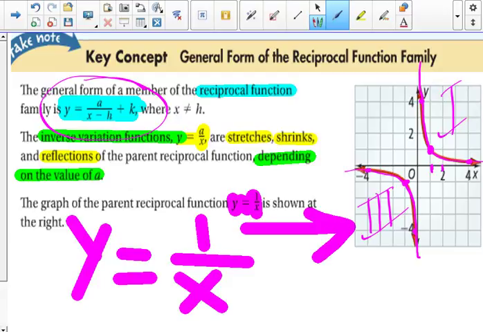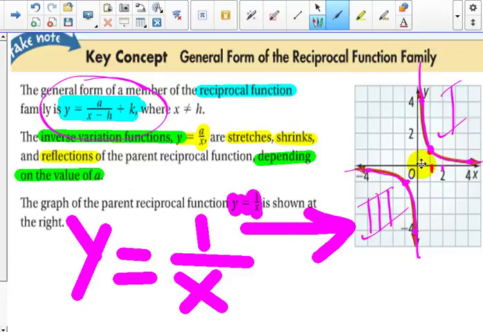So 1, 1, negative 1, negative 1, around 4s and negative 4s. It gets really close to the axes. It's never going to touch the x-axis or the y-axis, and it's never going to cross them. Okay, those are both asymptotes. Okay, x is the horizontal asymptote, and y is your vertical asymptote.